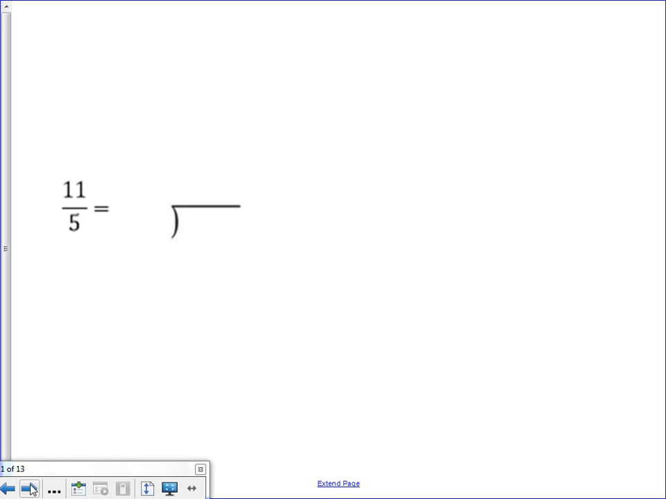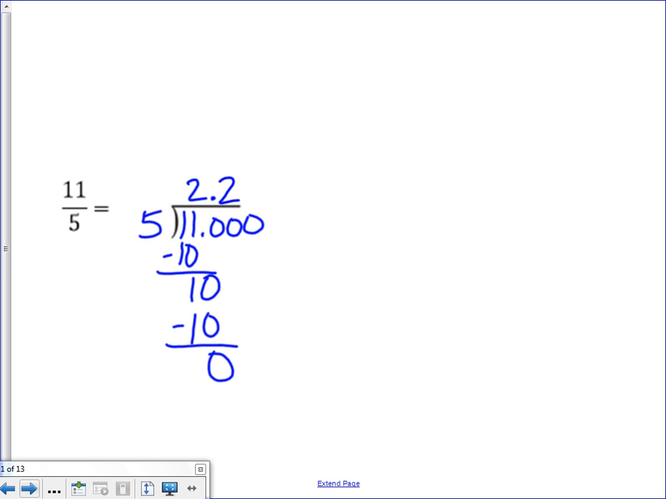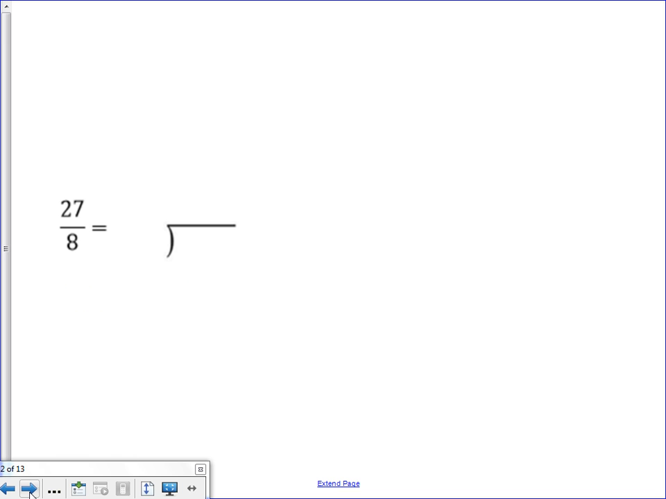All right, let's look at the next one. The next one, 5 goes on the outside, 11 goes on the inside with a decimal and 3 zeros. 5 goes into 11 2 times. 2 times 5 is 10. 11 minus 10 is 1. I bring up my decimal, bring down a 0. 5 goes into 10 2 times. 2 times 5 is 10. And I'm done because I have no remainder. So the answer to this problem is 2.2. Okay? And we're done.